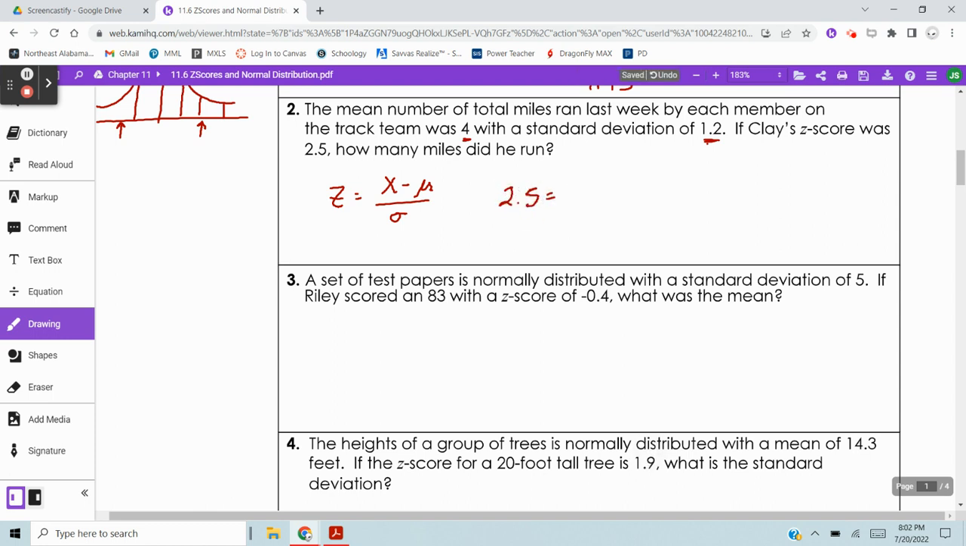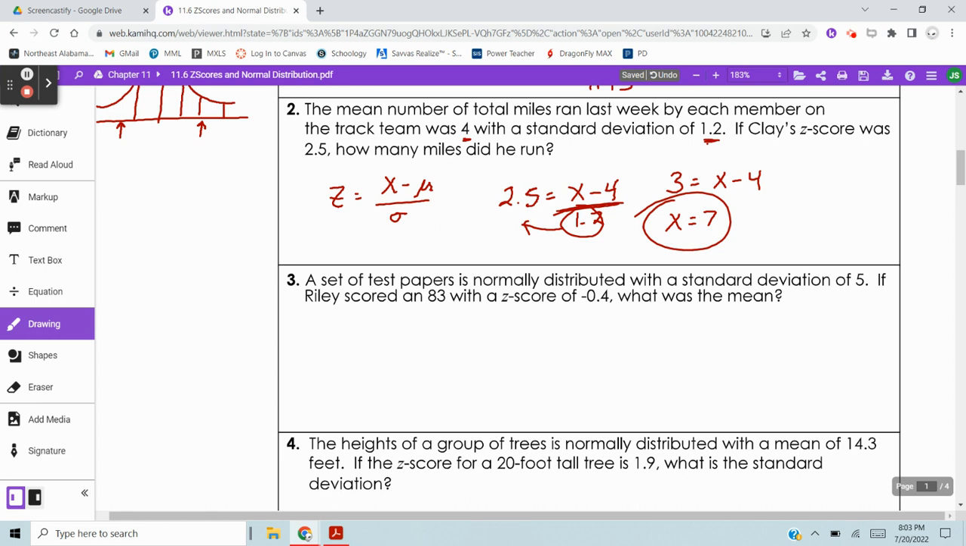So we have the z. We are looking for the x value. We have the mean, which was 4, and we have the standard deviation, which is 1.2, and that gives you a very basic equation to solve. Since it's divided by 1.2, we're going to move that over by multiplying, and we get 3 when we do that, so we now have 3 equals x minus 4. Move the minus 4 over, and we get our value is 7. So the actual amount run was 7.